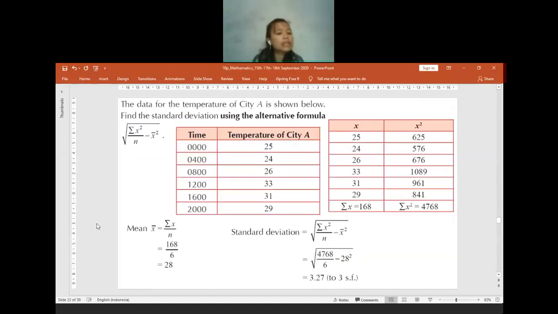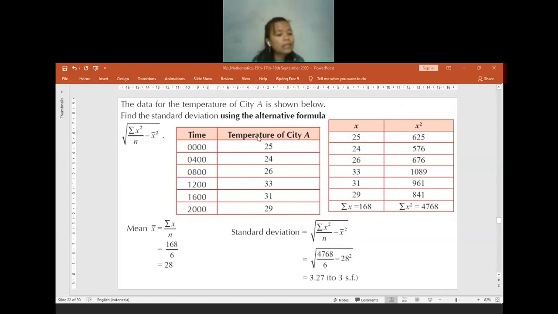Now we have the data for the temperature for each time. So at 12:00, it will be 25 degree. At 4 a.m., the degree is 24. At 8 a.m., it will be 26 degree. 12 noon, it will be 33 degree. 4 p.m., it will be 31 degree. 8 p.m., it will be 29 degree.